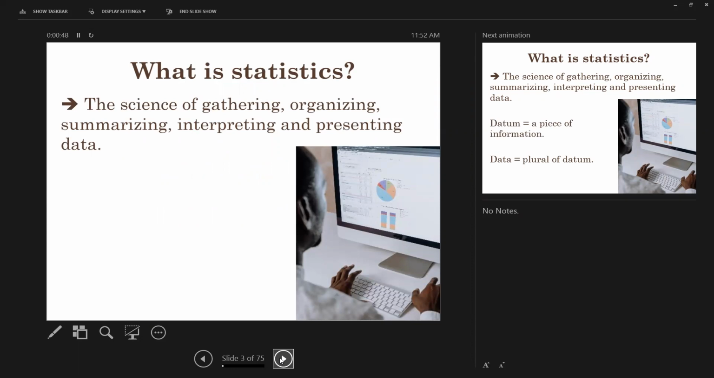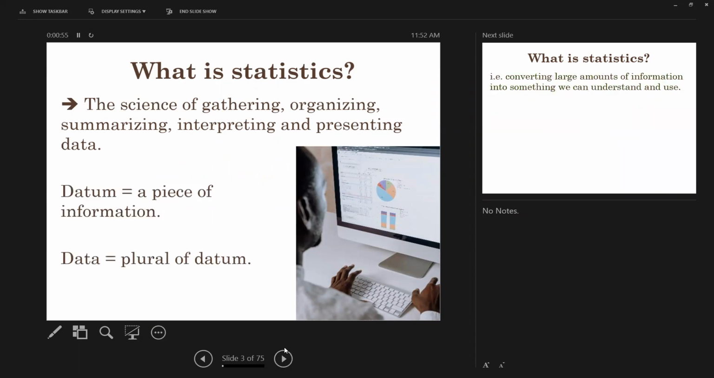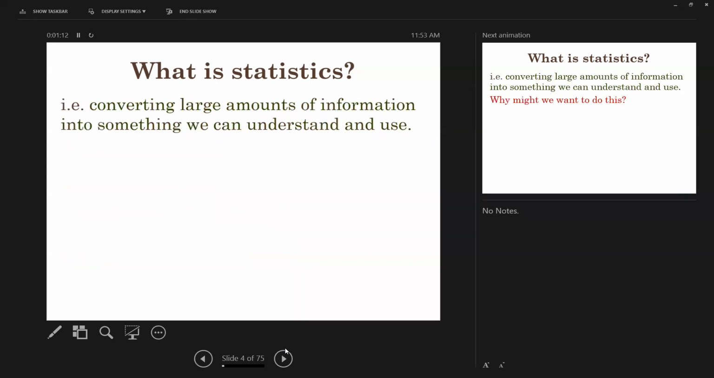Statistics is the science of gathering, organizing, summarizing, interpreting, and presenting data. So data is just the plural of datum, and datum means a piece of information, right? It can be anything. And we'll talk about how we turn information into something that can be analyzed or understood by computer programs. So in other words, statistics just means converting large amounts of information into something we can understand and use.